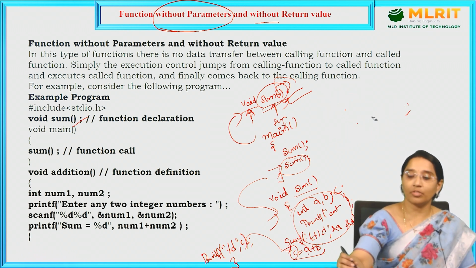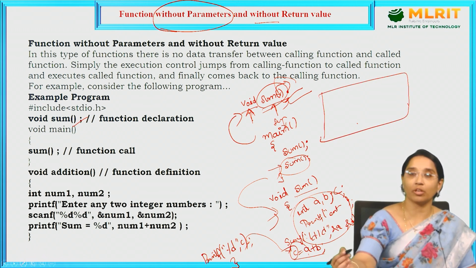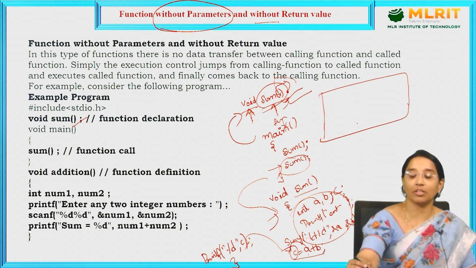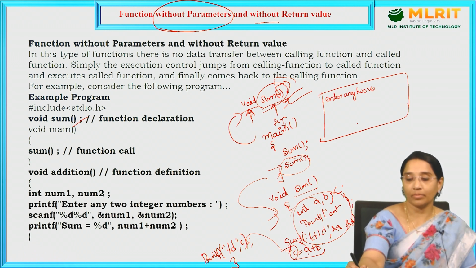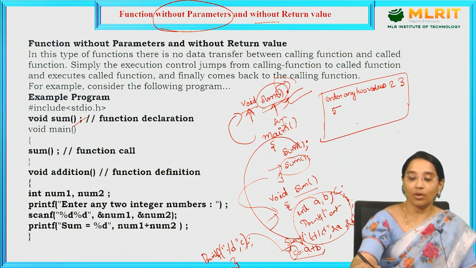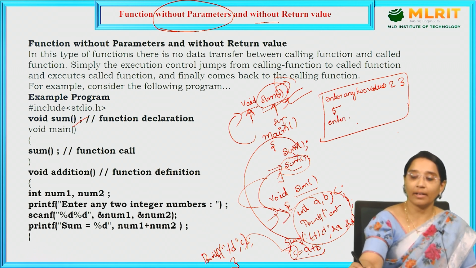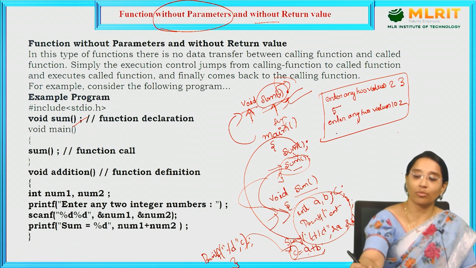If you check the output, let's consider this is your output screen. Whatever you have written in the printf function is shown: enter any two values, 2 and 3. Sum will be 5 is printed. After that the control will go back to the calling function. Here sum is initiated again, and the control goes again to the definition part. Again it will ask enter any two values. Suppose I give 10 and 2, 12 will be printed.